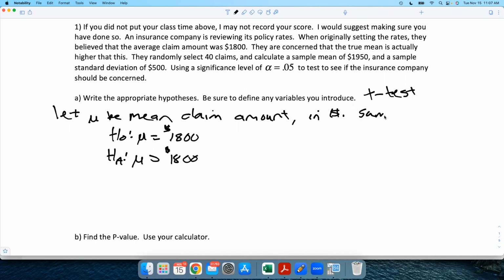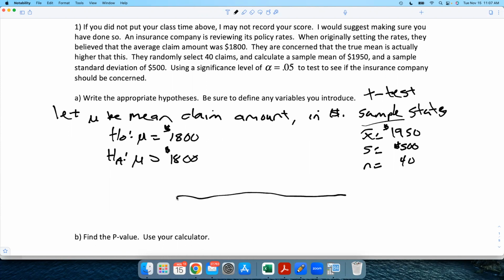So here are my sample stats. They're always going to give you all 3 of these, X bar, S, and N. X bar is the sample mean, $1,950. Sample standard deviation was $500. And my sample size was 40. Notice, by the way, here I said they're afraid the average claim is more than 1,800. That's what my sample says. It's also more than 1,800.